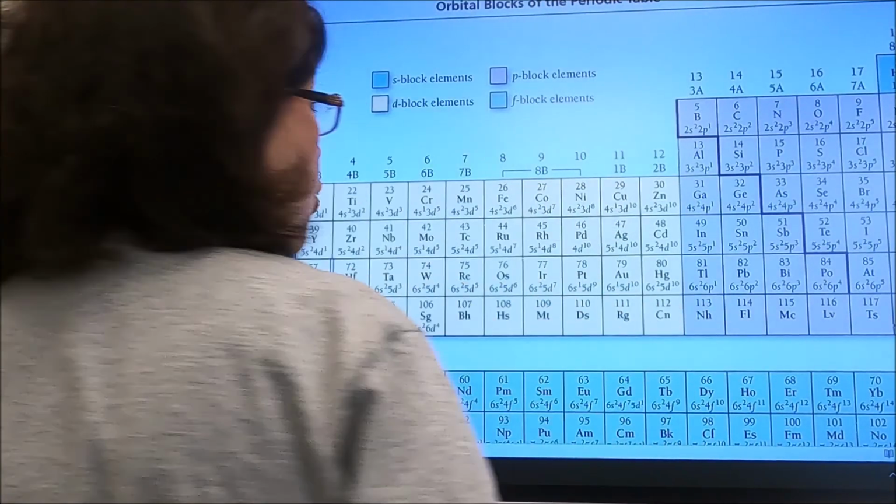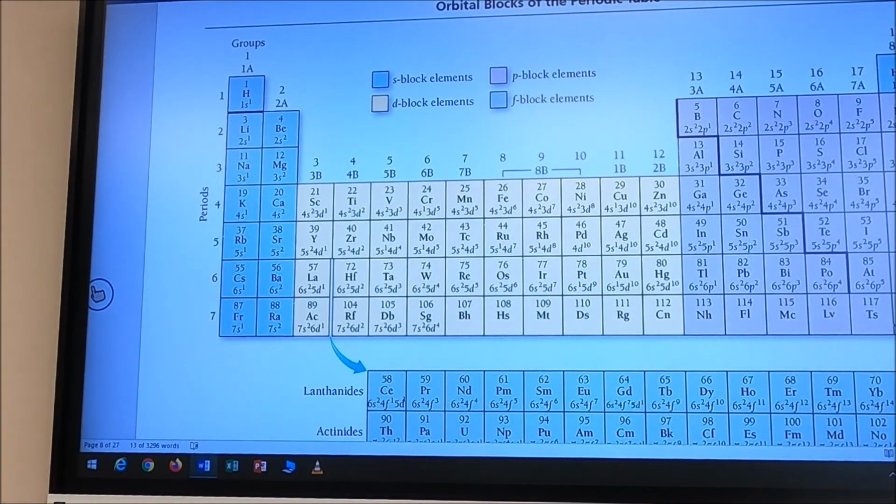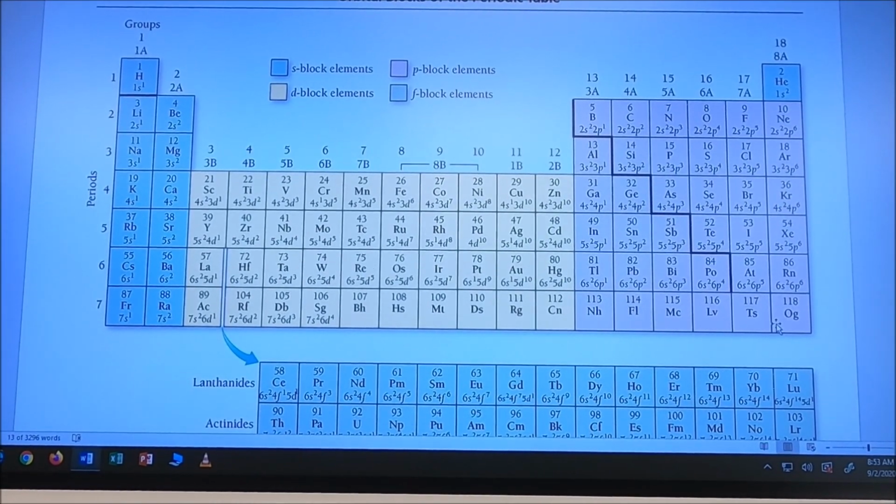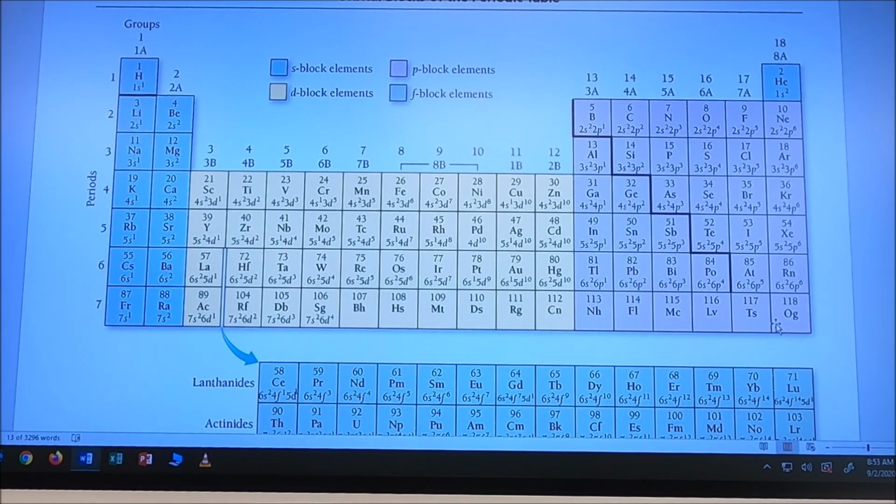All right, let's take a tour around the periodic table. When we look at the periodic table here, we can think about it as being broken up into blocks according to the subshell that contains the last electron in that element.